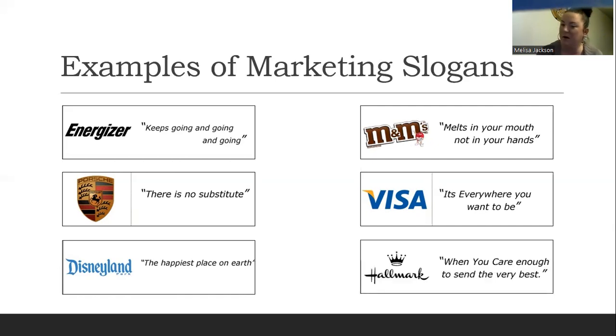And of course, Hallmark, when you care enough to send the very best. So if you don't love your grandmother, go to Walmart or Save a Lot and get a card, dollar store, but come to Hallmark if you really care about your family and friends. So these are just kind of fun and interesting slogans and marketing tools, and it kind of makes you think about you as the consumer, right? Like, what should you be paying attention to when it comes to marketing and spending your money?